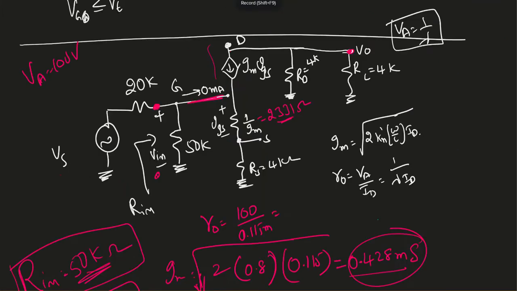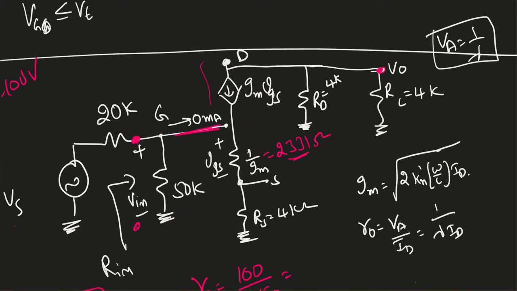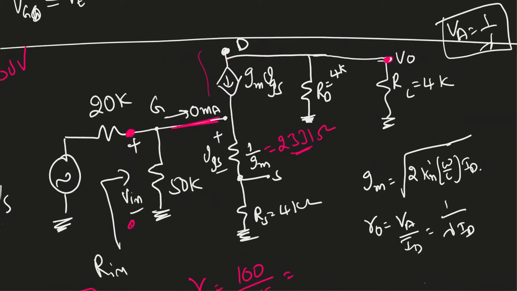Here is the AC analysis circuit. Since the source is not grounded while doing AC analysis, we have to use the T model. So that's what this is, the T model equivalent circuit. Here is my gate, drain, and the source. So this is the T model equivalent circuit of the MOSFET.